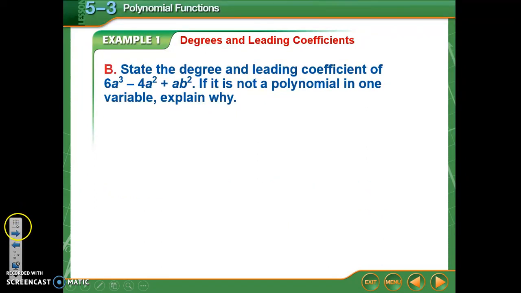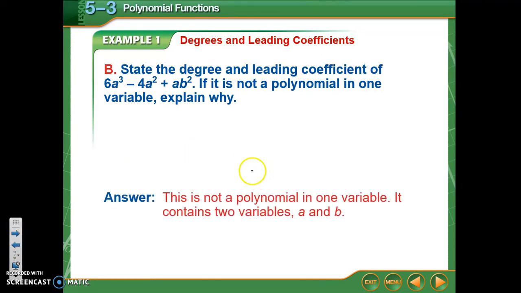Let's take a look at this one. 6a cubed minus 4a squared plus ab squared. This is not a polynomial in one variable, okay? And in this section, we are studying polynomials of one variable and how their graphs act.